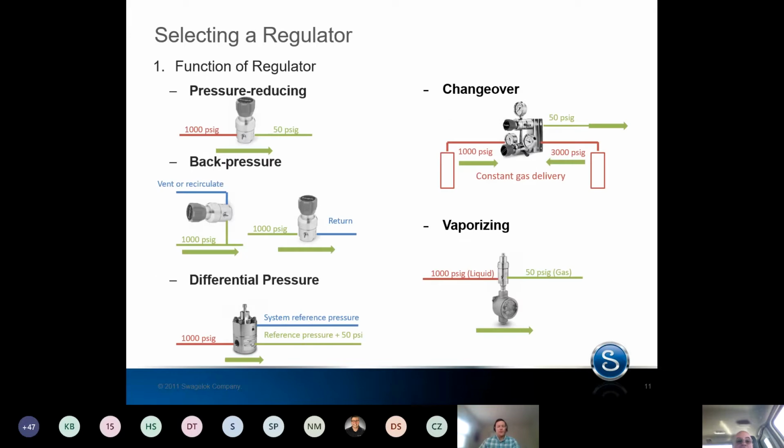So first and foremost, we need to ensure that the function of the regulator is what our system needs. Now, I've just got an overview of some of the regulator types. There are many out there, especially as you get into very specific applications, like vacuum regulators, steam regulators, things like that. The 2 big ones obviously are pressure reducing and back pressure, that we talked about. And back pressure regulators can really be set up in 2 main configurations. One is teed off of the main line, and that's typically where they're being used to limit the upper end of the pressure.